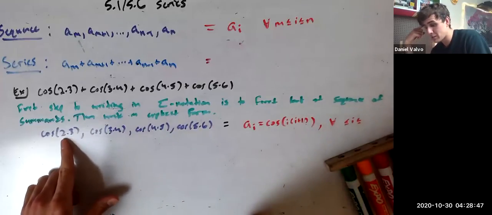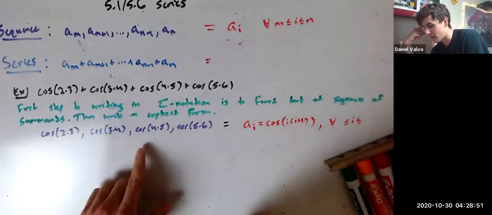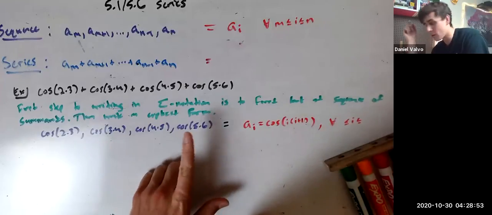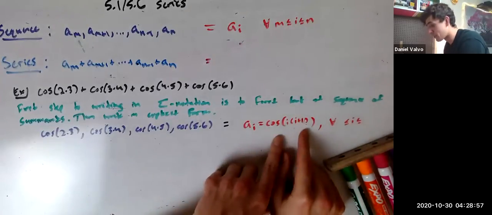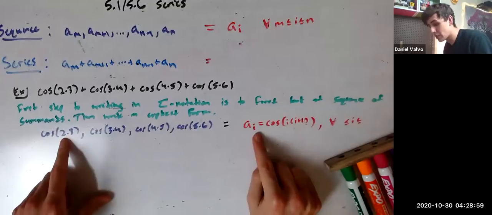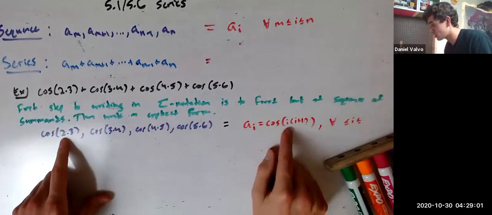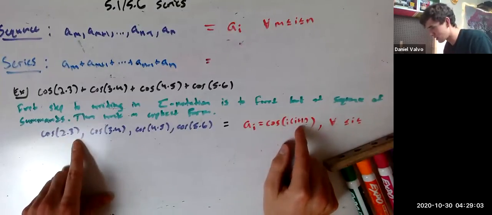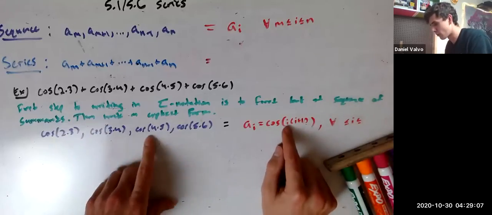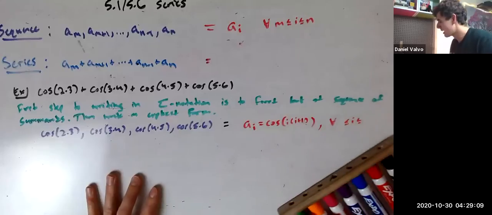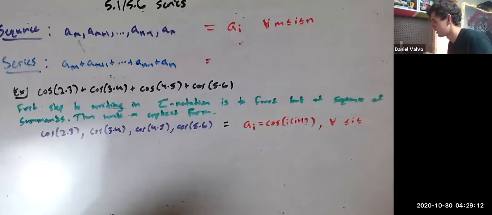So how does 3 relate to 2? Well, it's 1 more than it. How does 4 relate to 3? It's 1 more than it. How does 5 relate to 4? It's 1 more than it. 6, 1 more. So if a_i equals cosine of i times i plus 1, when i equals 2, we're going to get cosine of 2 times 2 plus 1, which is exactly this. When i equals 3, we get cosine of 3 times 3 plus 1, which gets us this. 4 times 4 plus 1 is that. So this totally works. And where should the range be?